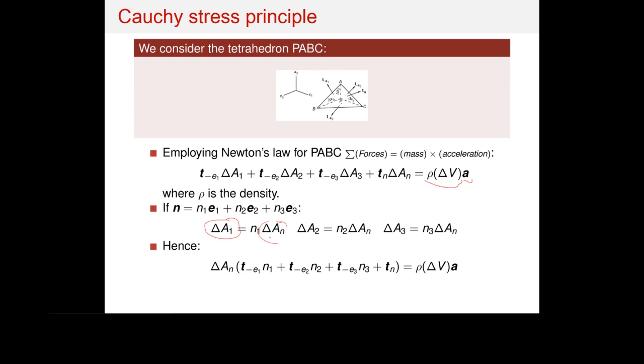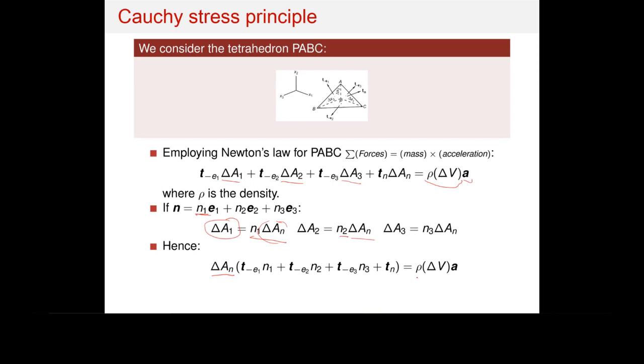All right, so this equation comes from math. The projection is going to be equal to the area multiplied with the normal direction. So delta A1 is equal to delta An multiplied with n1, which is the component of the normal direction, and n2 multiplied with delta An is equal to delta A2, and the same is true for delta A3. So I'm just going to come here and replace this one with delta An multiplied with n3, this one with n2, and this one with n1, and then I'm going to take delta An as a common factor.